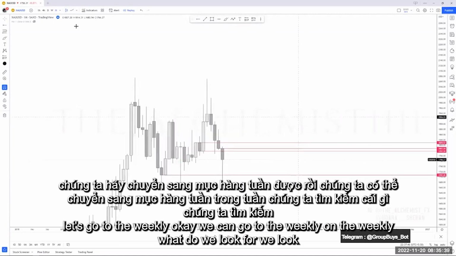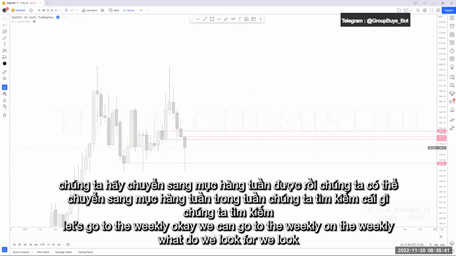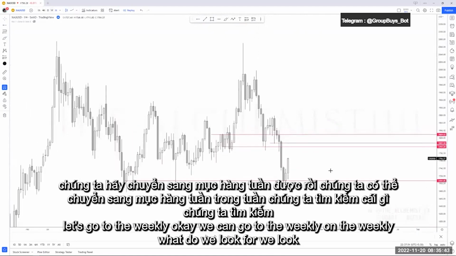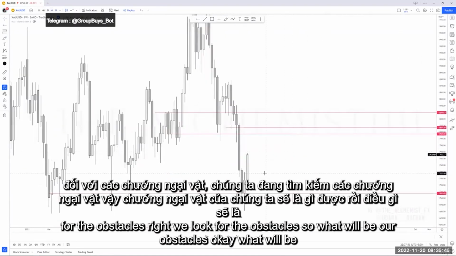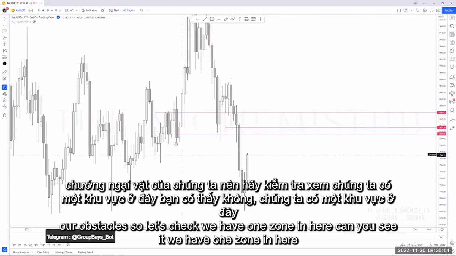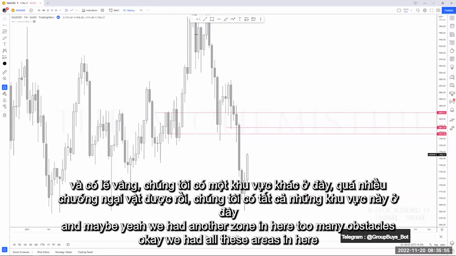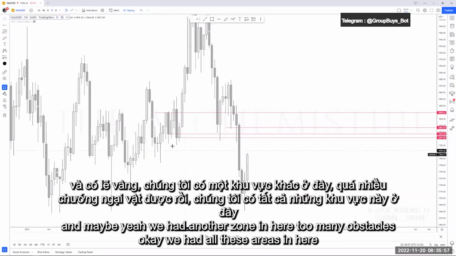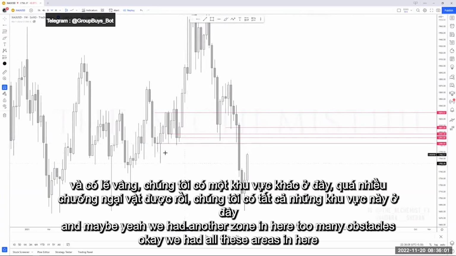Then let's go to the weekly. On the weekly, what do we look for? We look for the obstacles. So what will be our obstacles? Let's check. We have one zone in here. Can you see it? And maybe we had another zone in here. Too many obstacles. We had all these areas in here on the weekly.